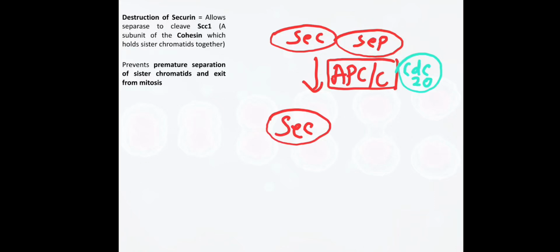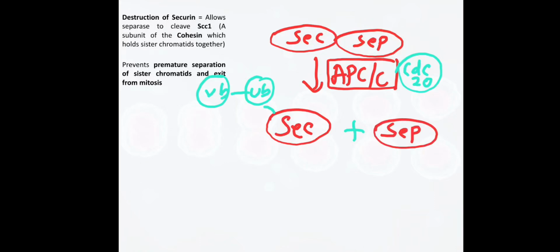So this securin is here. The APC bar C adds a ubiquitin chain. So now securin is having ubiquitin on it. So it is leaving the separase alone. So this separase is active. This separase was inactive. I'll write it as INA, inactive, because it was bound to securin. When securin left, separase became active.